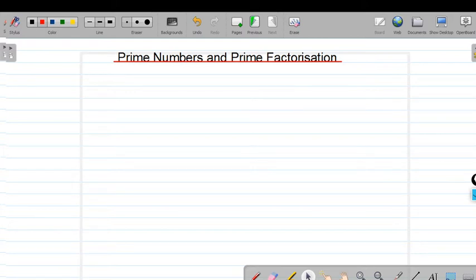In today's topic, we are going to talk about the prime number and the prime factorization. We have said something about the factor of a number, which we say that the factors of a number are those numbers that can divide another number without remainder. So let's look at, if I may ask, what are the factors of this number?